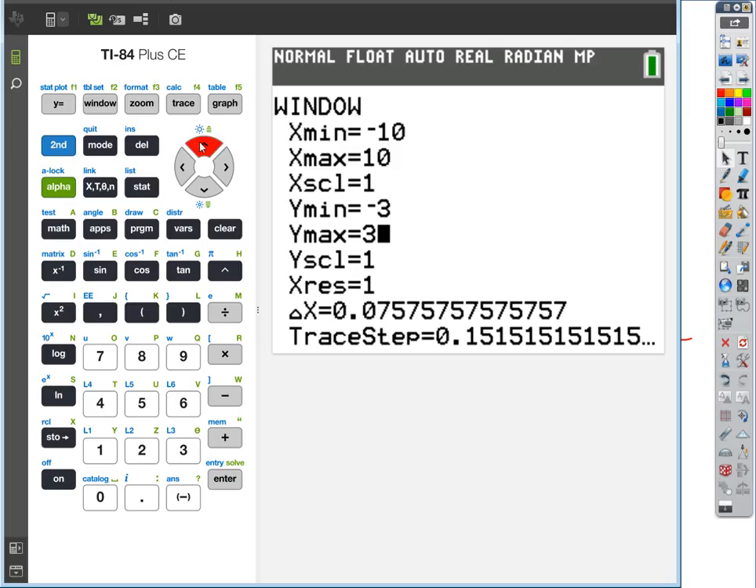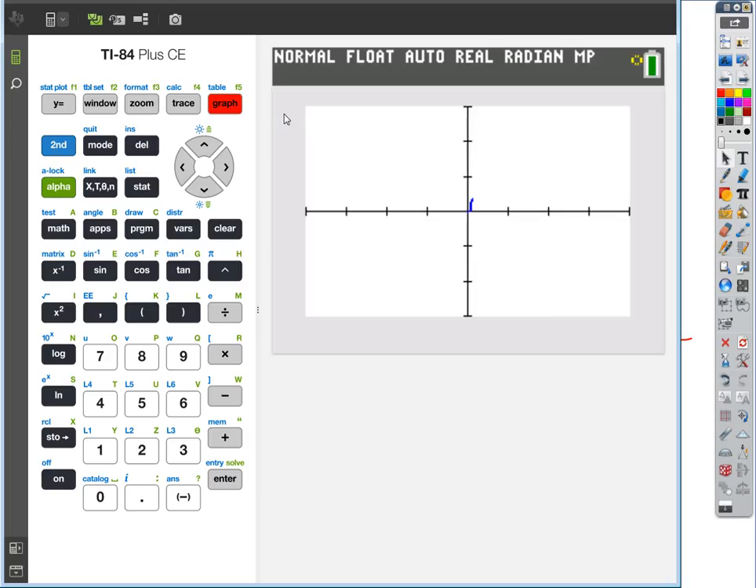What do you think? Why'd I do that? Just gonna make the window a little bit different. You can see it a little better. What's the point of that horizontal line? How can I use that to demonstrate that the red one is stretched by a factor of 2? What do you think?